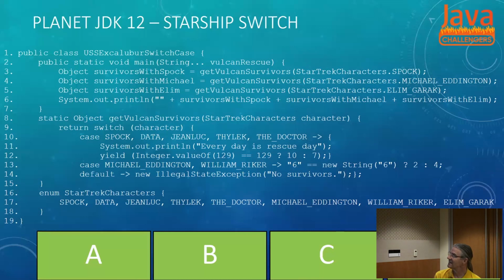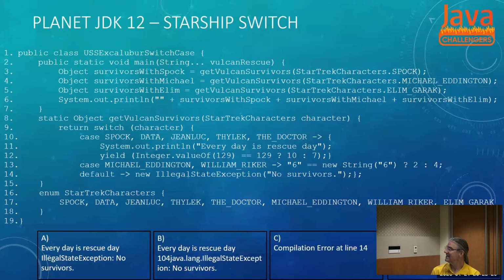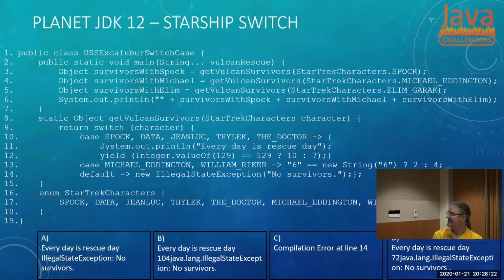It was challenging enough to try and figure out that exception. Okay, so let's take a look. Every day is a rescue day. There's a 104, no survivors, compilation at 14. And an illegal state exception a couple of times. So illegal state exception may be a winner.